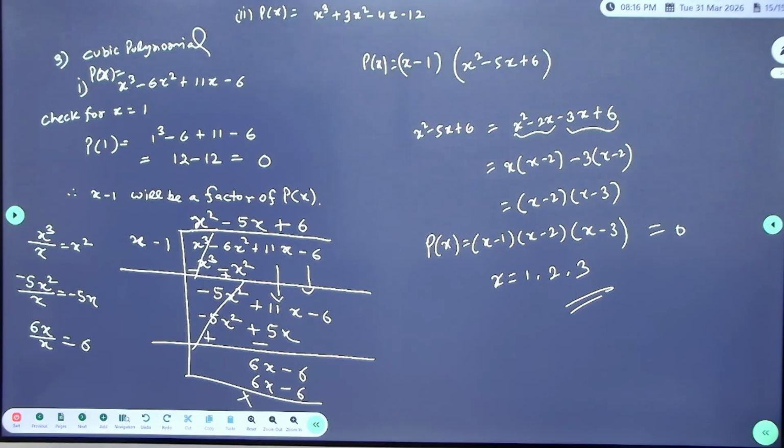Minus x minus 2. 2 is a factor. 2 is a zero. This is done. Everyone? Any doubt in this? Got it?